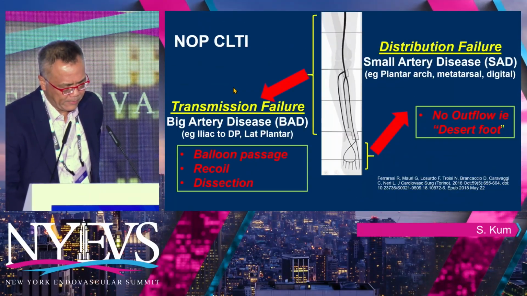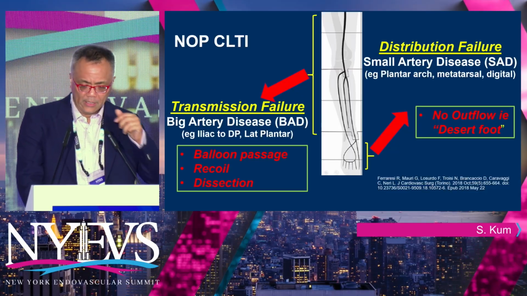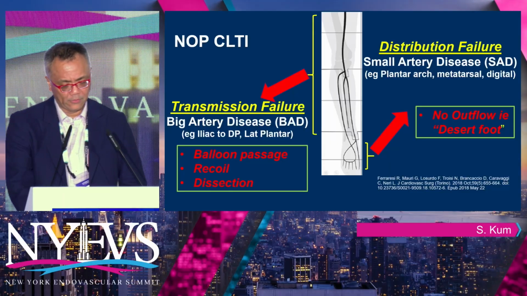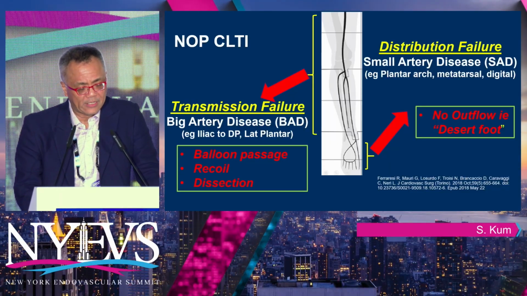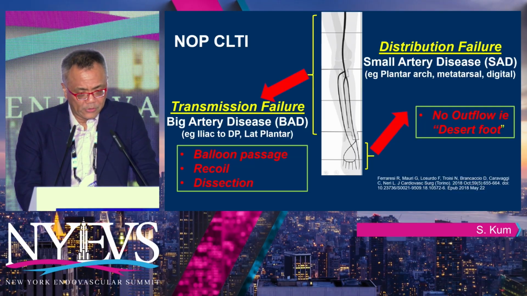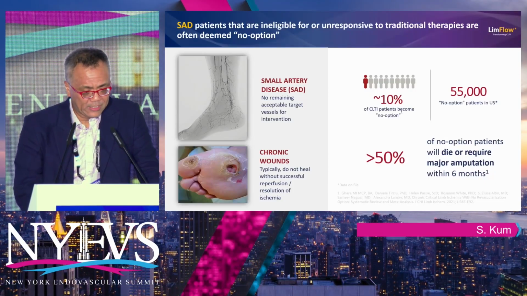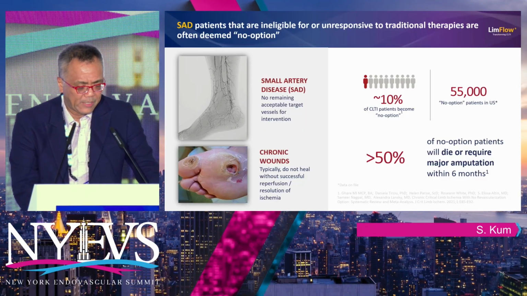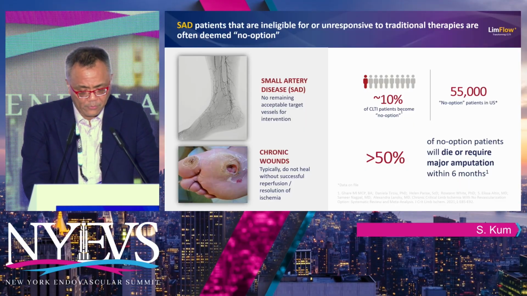So we do know that in critical limb ischemia, we have a transmission failure and distribution failure, as Art had said. The distribution failure is due to small artery disease and leads to problems like no outflow or the desert foot. And in many of these cases, you see on angiogram, typically the patients are diabetic with poor control and dialysis dependent. Now, SAD patients or patients with small artery disease are ineligible for current conventional techniques, and we estimate that this group of patients is probably about 10% of your practice, depending on where you practice.